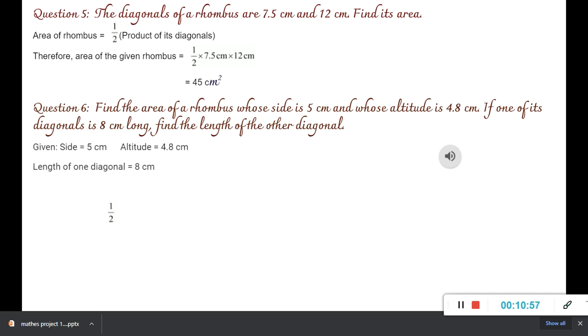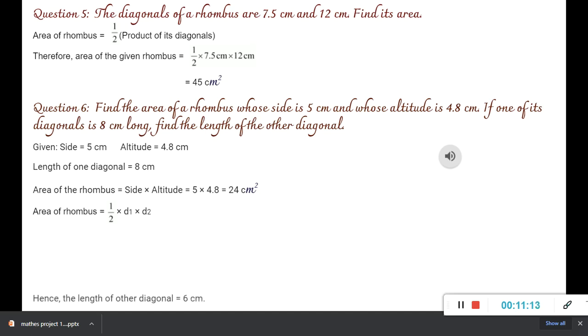So area of the rhombus is equal to side into altitude. That is also a formula. So 5 into 4.8 is equal to 24 centimeter square. So that is the area of the rhombus. One more formula is there, half into d1 into d2. So 24 centimeter square is equal to half into 8 centimeter into x. So x is equal to 24 into 2 upon 8. 8 3s are 24, 3 2s are 6. So what is the answer? 6 centimeter. So the length of the other diagonal is 6 centimeter.